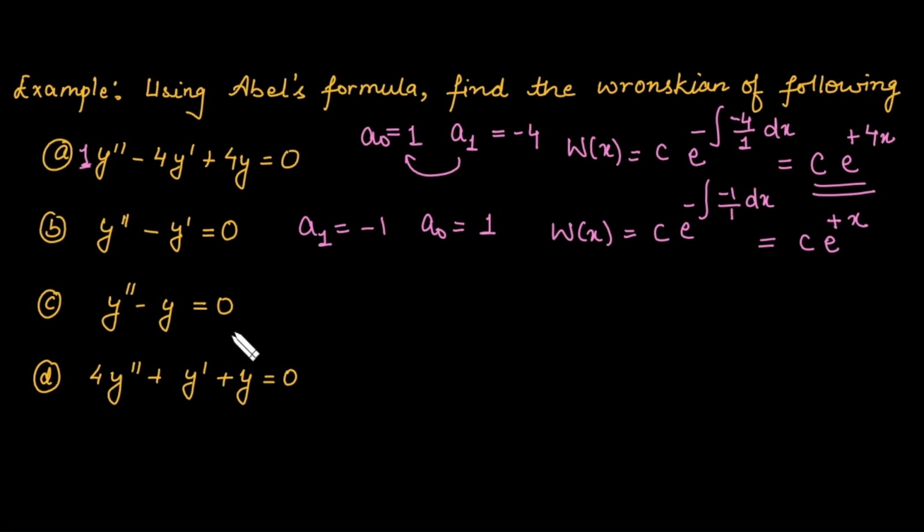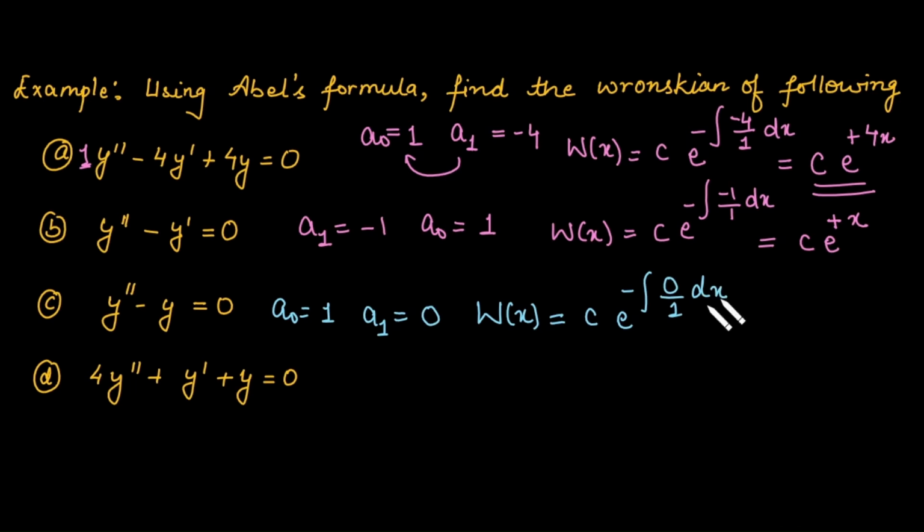Now what about the c part? In the c part, the value of a0, the coefficient of the second order derivative, is 1, and a1, the coefficient of the first order derivative, is 0. So now we find the Wronskian is equal to a constant multiple of e raised to the power minus the integration of a1, which is 0, divided by 1. So this is equal to a constant multiple of e raised to the power of the integration of 0, which is 0. So e raised to the power 0 is 1. So in this case, we get the Wronskian as a constant term.